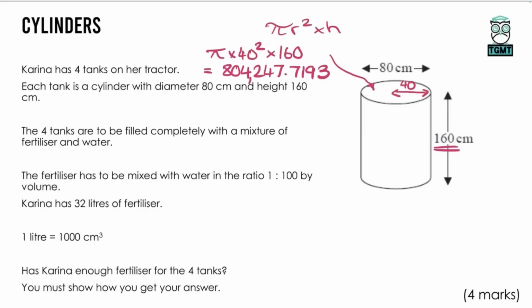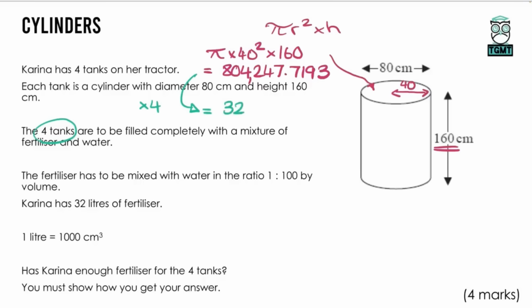Now it says here that we are going to have 4 tanks. Well, she has 4 tanks, so we need to multiply this by 4. That's going to give us the volume of all 4. So if we press times 4 on the calculator, we're starting to get to some very large numbers now. That's absolutely fine though, just make sure we write them all down.